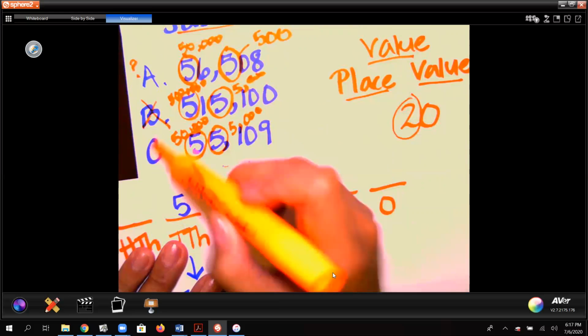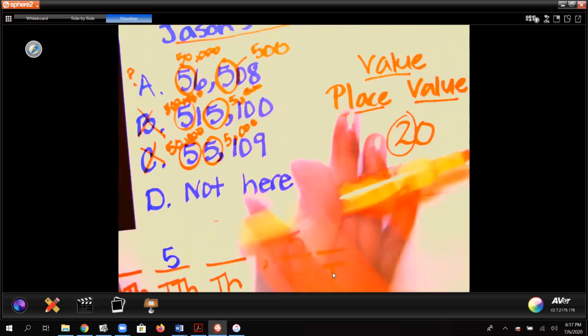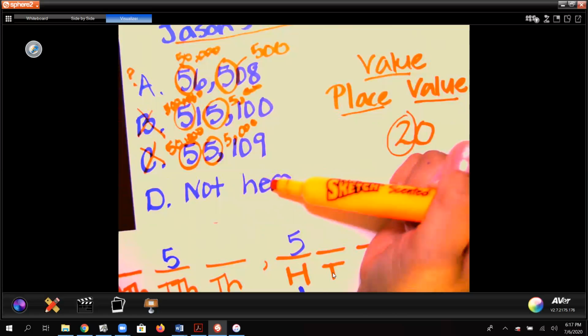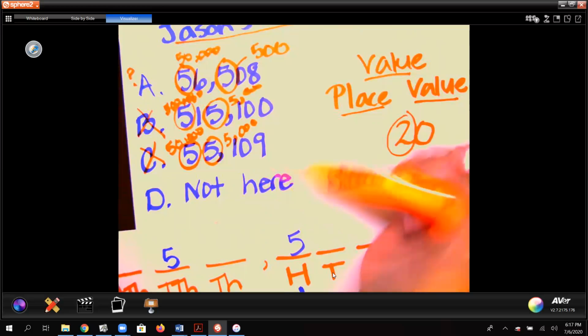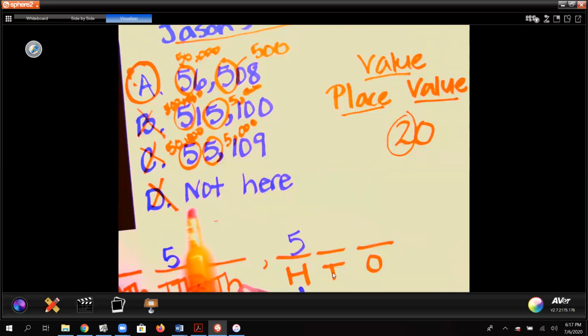Incorrect. And then D says not here, so that would be if you show your work in all of them and you can't find your answer, then you would choose not here because you would assume that it's not there. But we know it's there. It's actually right here. A. If you ever think it's not here, you always need to go back and check one more time or a couple times just to make sure.